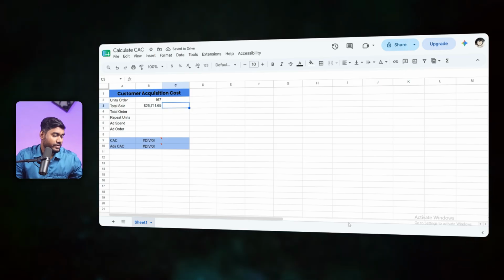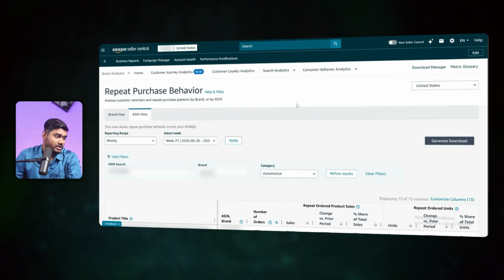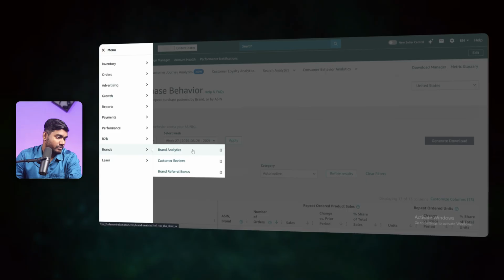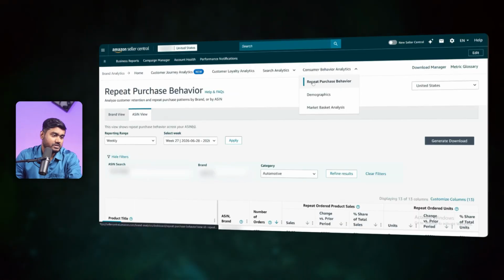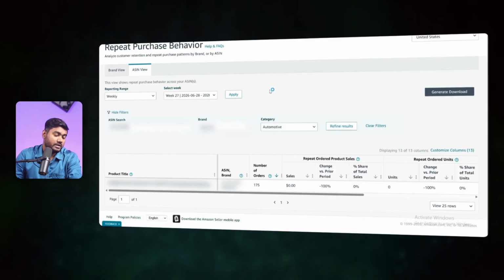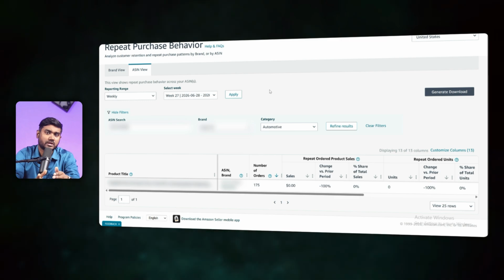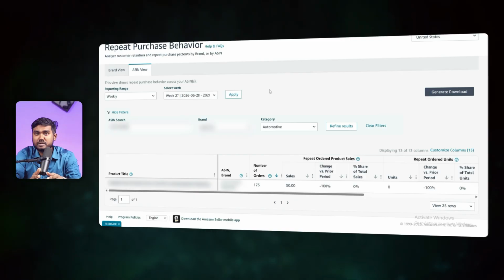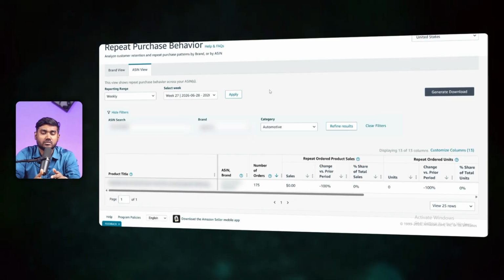Then if I go to brand analytics, from Brands you can go to brand analytics, and then you can select the repeat purchase behavior, because customer acquisition cost is only for new customers, not the old customers. If any customer is a repeat purchase, then you already acquired those customers, so you don't need to calculate them in your system.